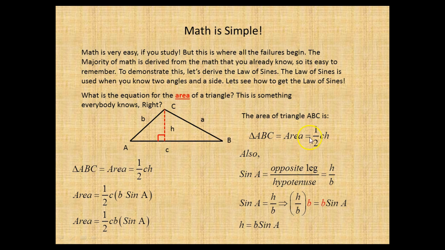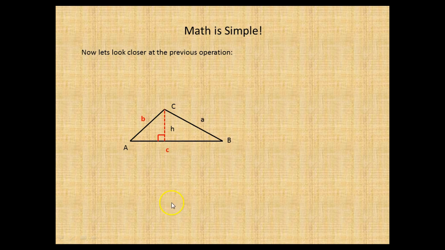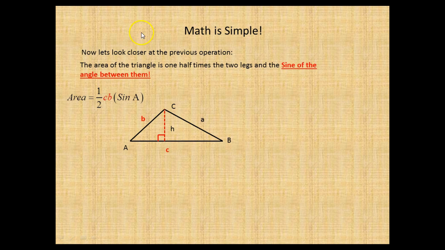So in our previous calculation where we had area is equal to 1/2 C times H, and we just calculated H is equal to B times sine A, we substitute that into our equation for H, and we get the area of this triangle is equal to 1/2 C times B times sine A. Let's continue. Now let's take a closer look at the previous operation. That means the area of the triangle is 1/2 times the two legs and the sine of the angle between them. The two legs, C and B, and the sine of the angle between them. The angle between C and B is A.